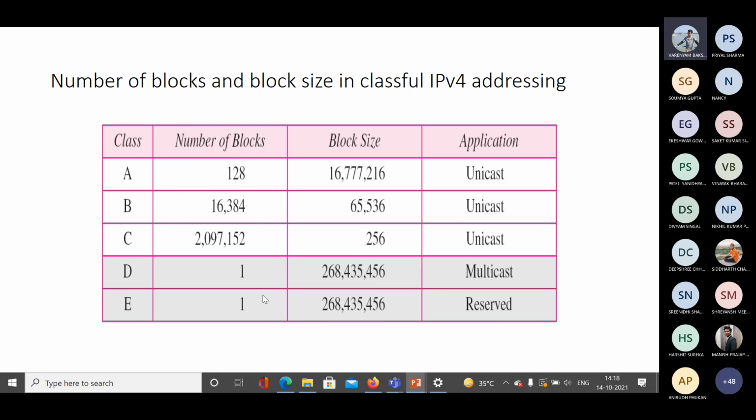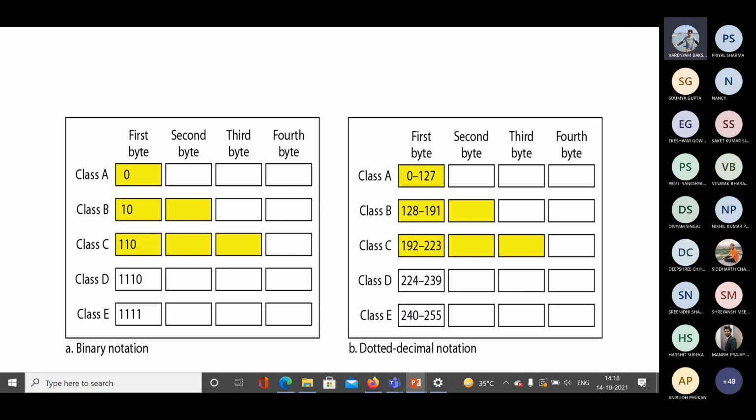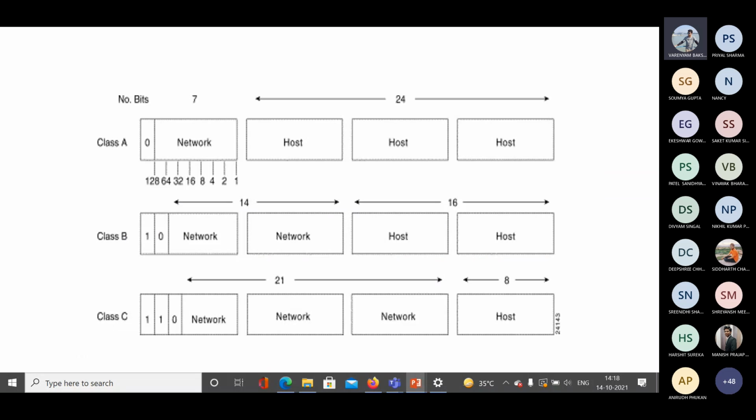Now, class D, what do we know? In class D addresses, there's nothing like this. We are simply saying that if the first 4 bits of the first byte start with 1110, then it falls in the class D address, and for class E, if the first 4 bits are 1, then it falls under class E. Now these are some special classes. Okay, we'll see what they do.